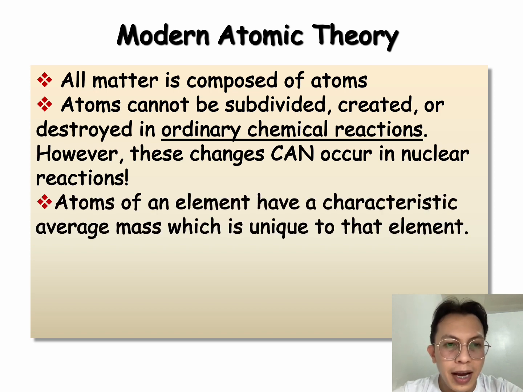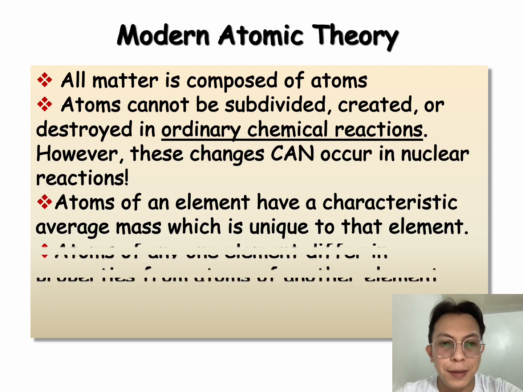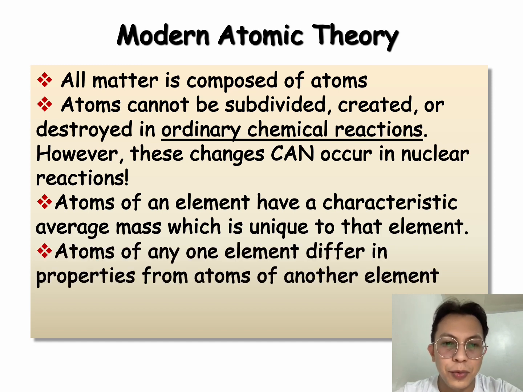Atoms of an element have a characteristic average mass which is unique to that element. And atoms of any one element differ in properties from atoms of another element because they differ in the number of protons, electrons, neutrons, or in general, the subatomic particles.